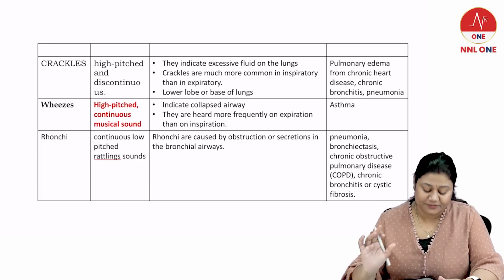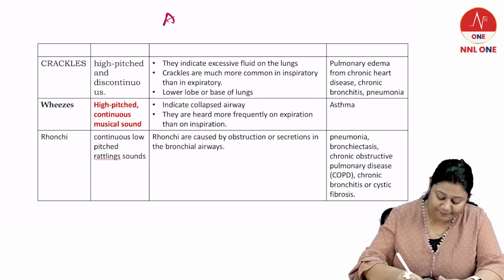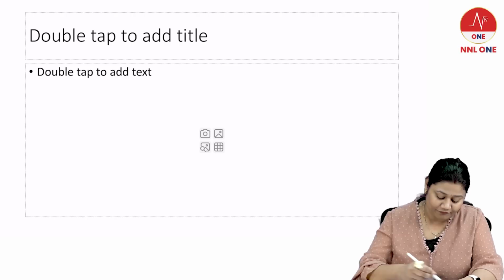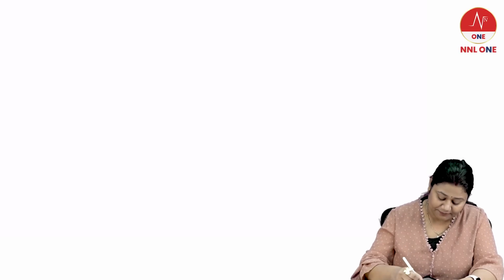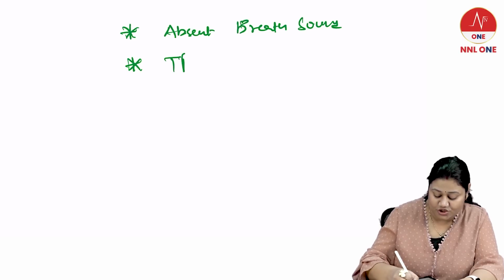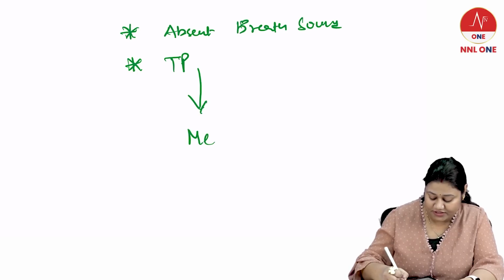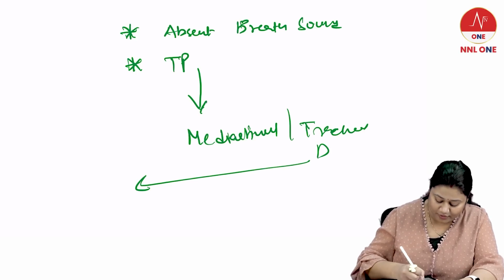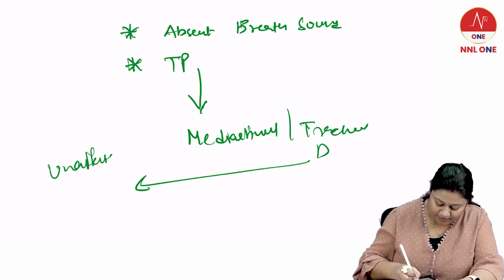Next is the adventitious breath sounds. Under this, the most common is absent breath sound in pneumothorax. Frequently asked. Pneumothorax, you have to remember by heart. So under pneumothorax, what are the important points? Number 1, it has absent breath sound. Second important point is in case of tension pneumothorax, we can have mediastinal shift or tracheal deviation, that can occur on the unaffected side, not on the affected side, right?